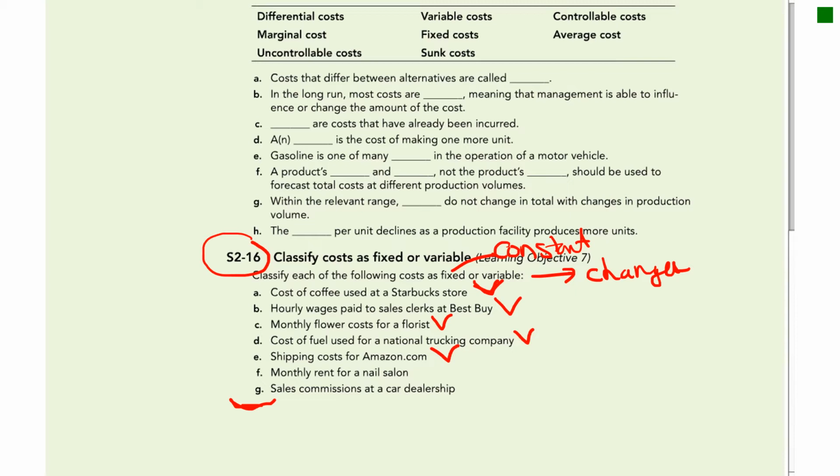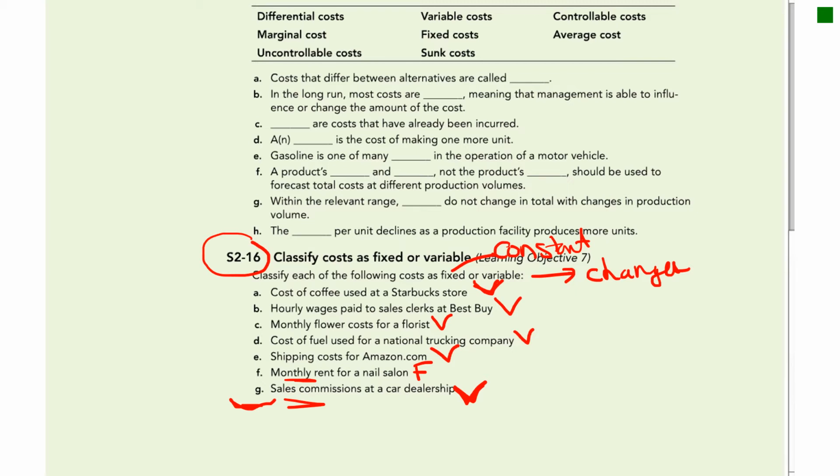That's variable. Letter F, this is going to be our first fixed cost here. Again, rent within a certain time period, like a lease, is the same. That's also going to be considered fixed. Letter G, sales commissions is variable because the more you sell, the more you got to pay them.